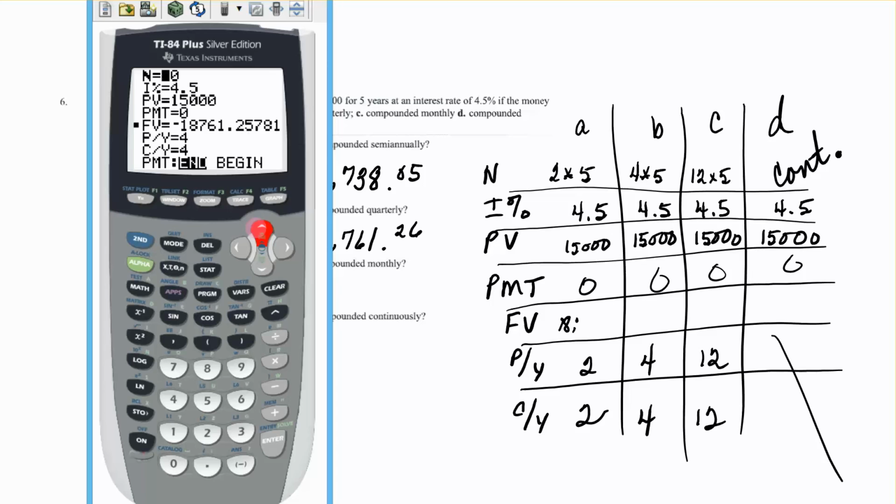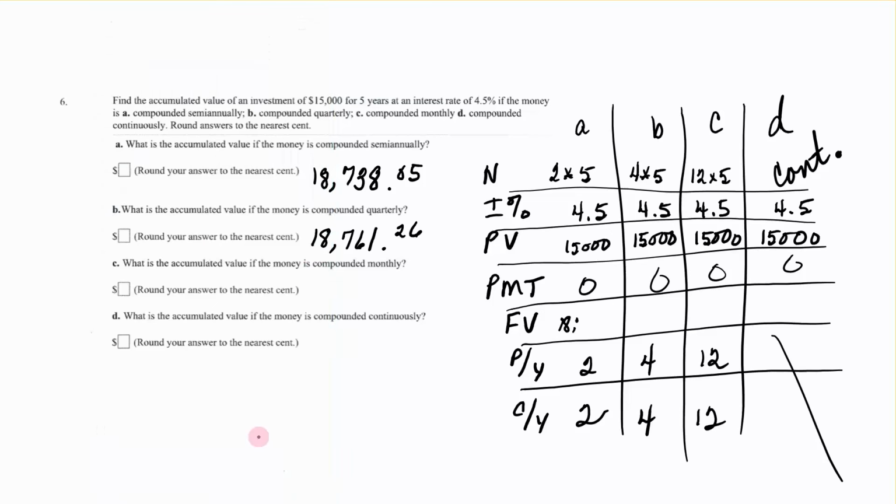All right, next one. The number of compounding periods is now 12 times 5. And these are both 12. And we'll go back up and sit on future value, alpha, enter. And we get $18,776.94. Okay, so these were just our questions.